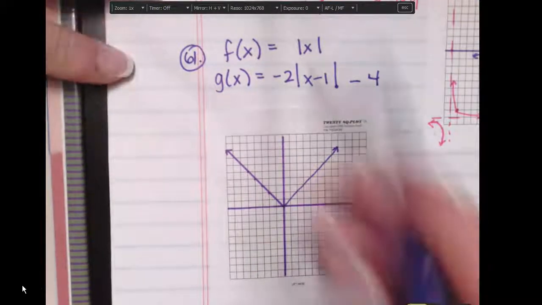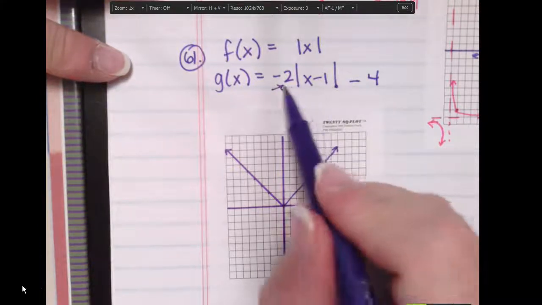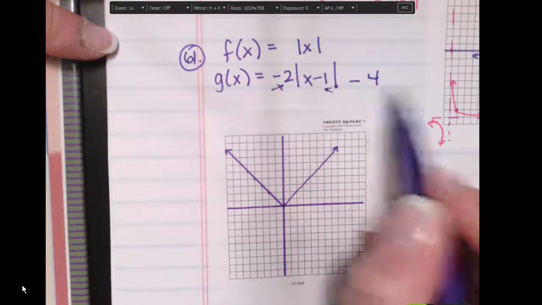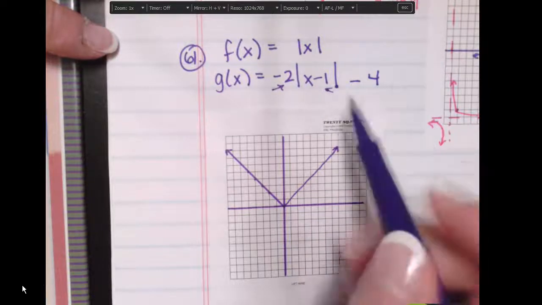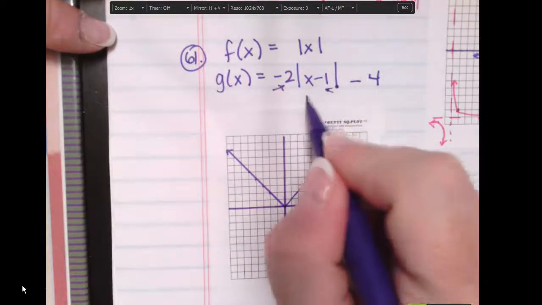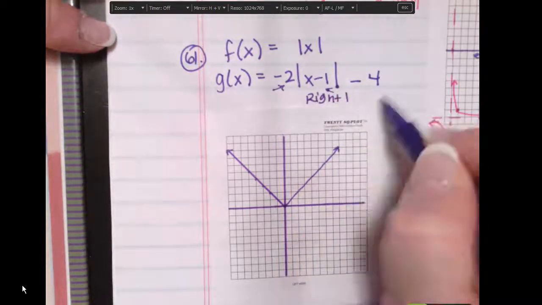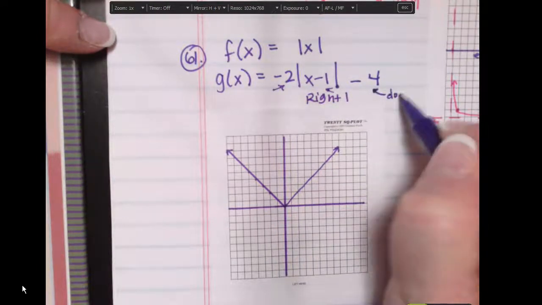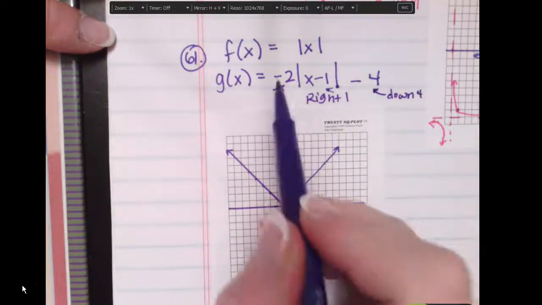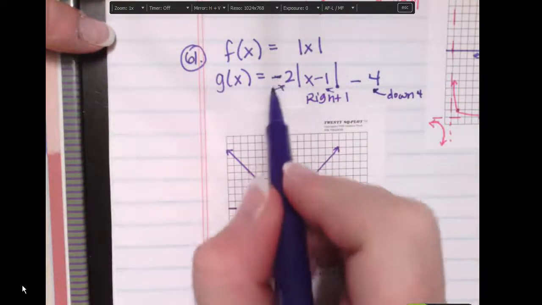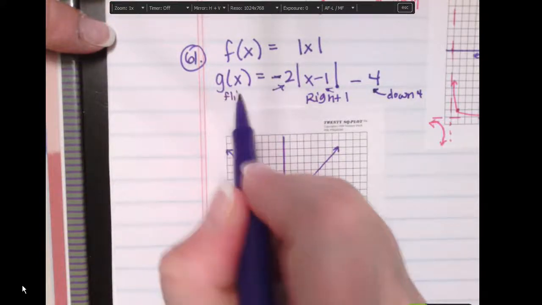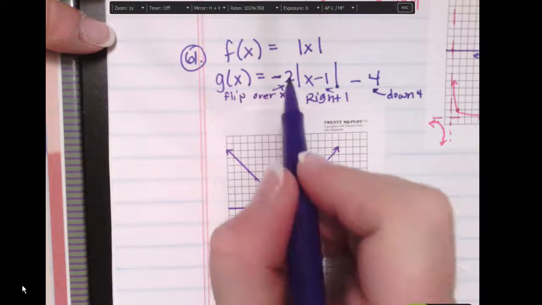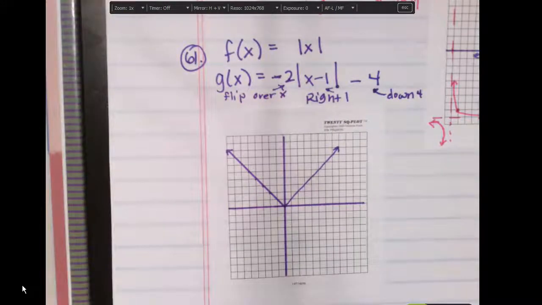Okay, so we've got a C value, an H value, and a K value. So let me do H and K first. Those are the easiest. So minus 1 is going to be right 1. Minus 4 is going to be down 4. Then out here I've got a negative on the outside of the parentheses, so that is going to be a flip over the x. And then this 2 on the outside of the parentheses is going to be a vertical shift, and it's greater than 1, so it's going to be a vertical stretch.